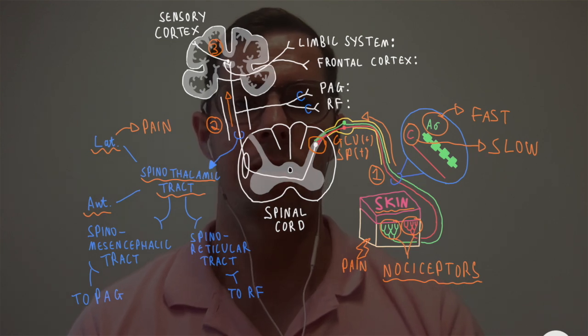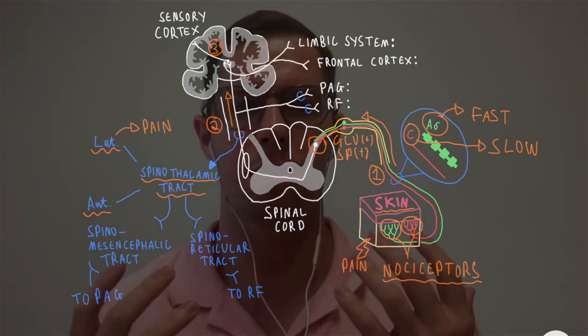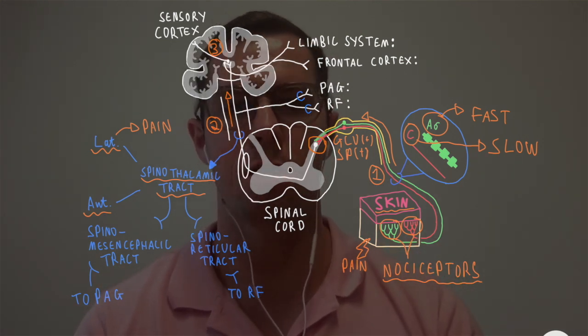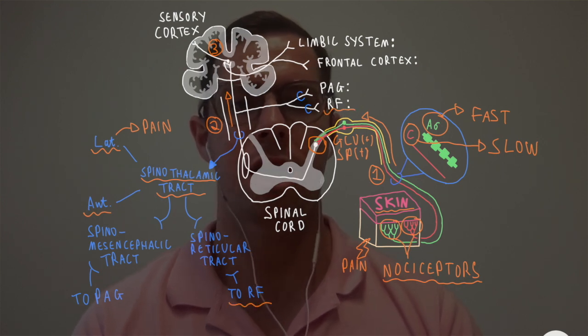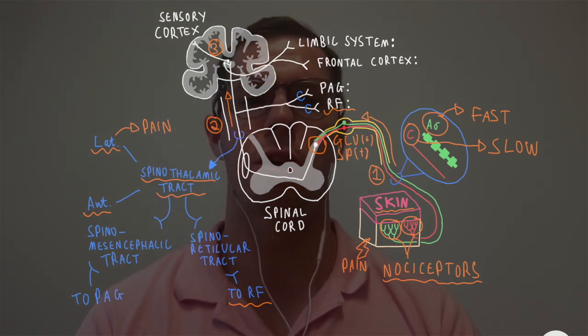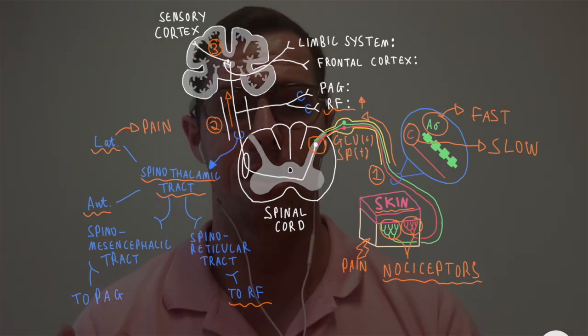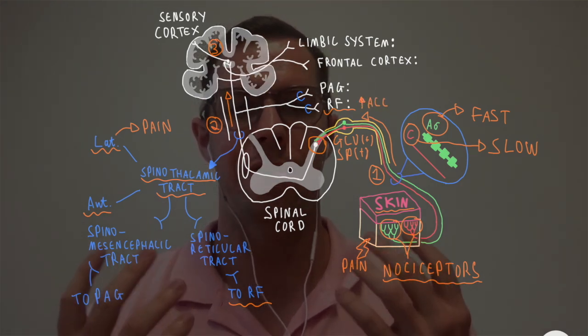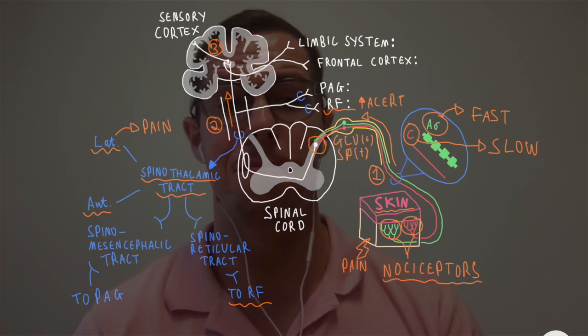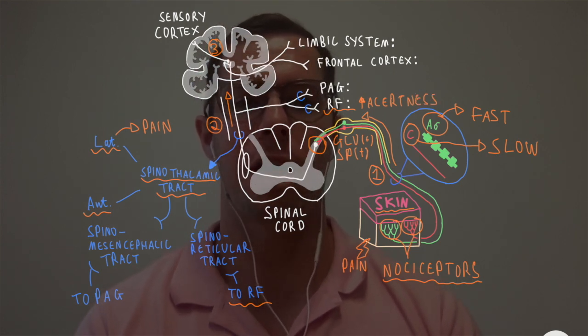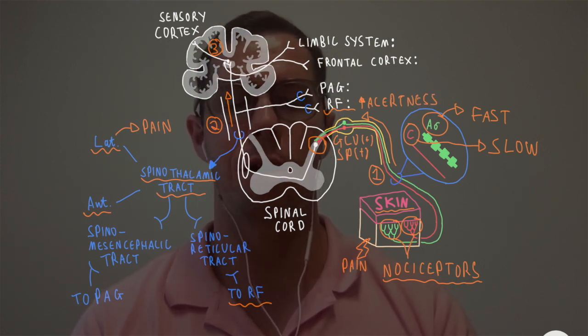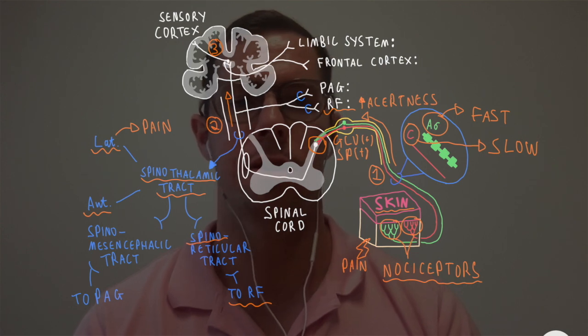Along the way to the thalamus, second order neurons also project to the reticular formation, or RF for short in this video, which activates noradrenergic projections that release noradrenaline throughout the brain to make us nice and alert. This is one of the reasons why we are never sleepy when we are in pain. This is via collateral projections forming the spinoreticular tract.